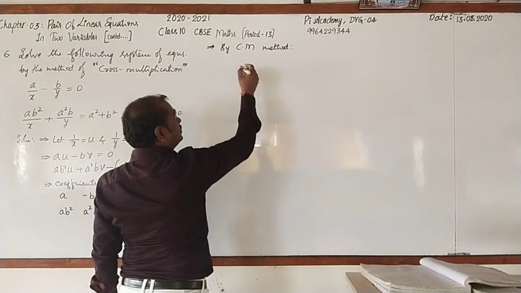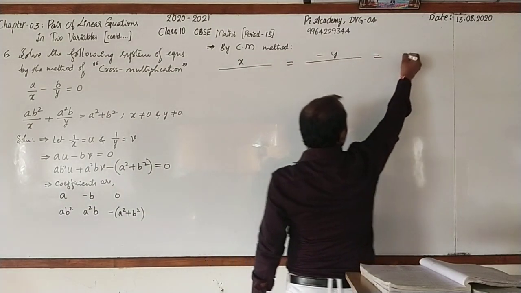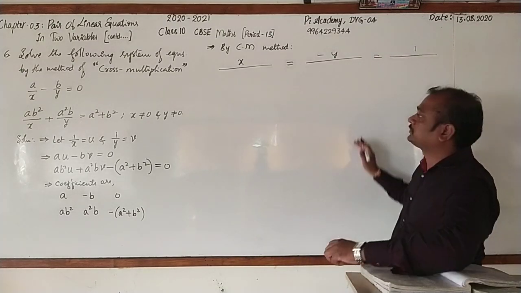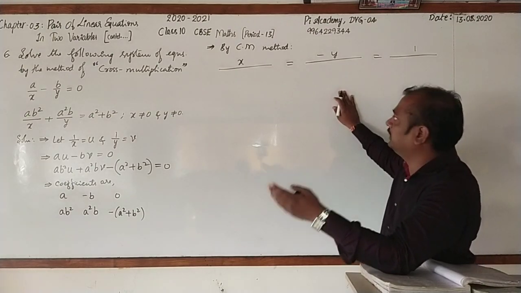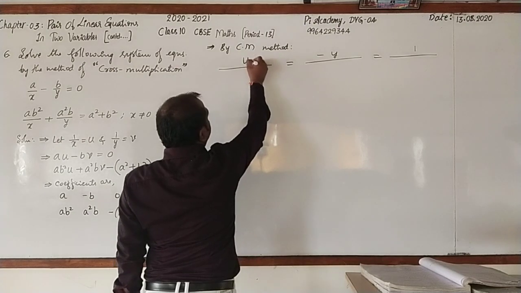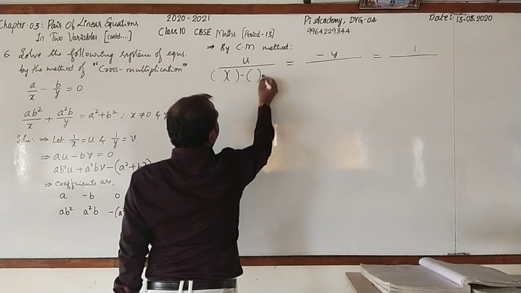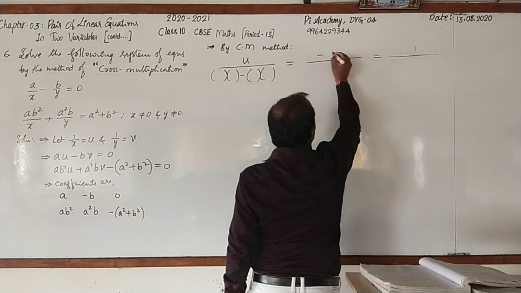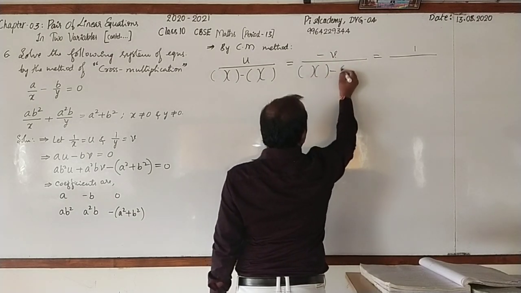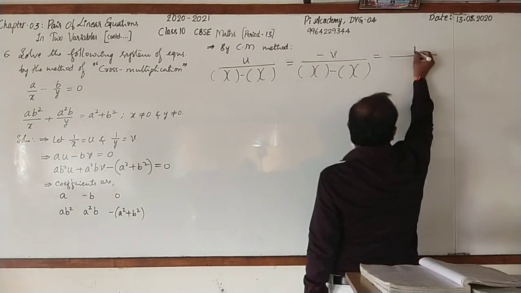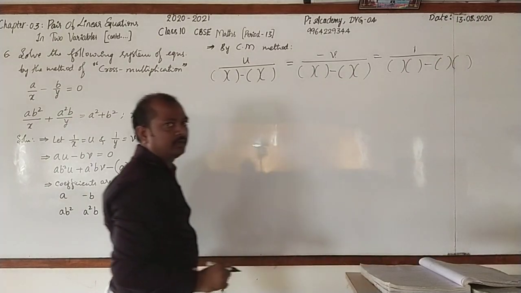How do you write? Just recall, you used to write like this: x by, minus y by, equal to 1 by. But here we have taken the substitution of 1 by x as u and 1 by y as v. Hence here I write u by the 4 terms, 1, 2, minus 1, 2. Next, minus v whole divided by the first term, second term, minus third and fourth. Here the constant 1 by first and second, minus third and fourth. Now let us go for that.